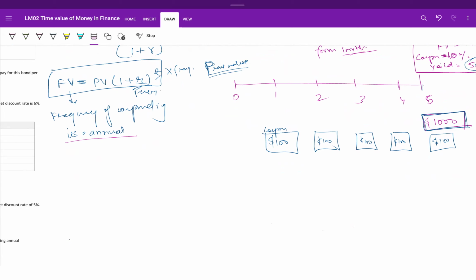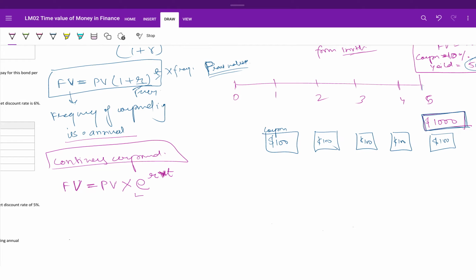But what if the frequency of compounding is continuous compounding? When we talk about continuous compounding, in this very equation, only this factor changes. Let me just give you the formula. The future value is present value multiplied with e raised to the power rate times time. And what is e and how do we calculate e?